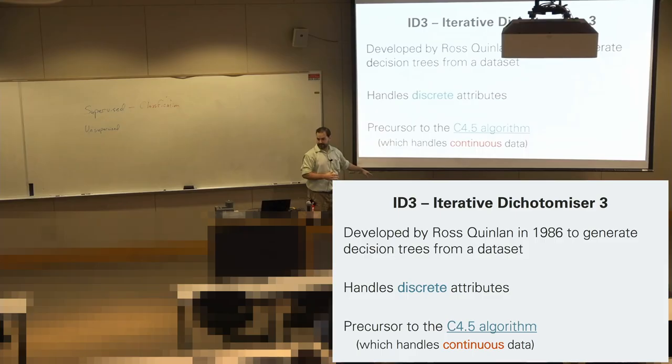Is that a question? Does the decision tree have to be a binary tree? No. And the reason why is because we'll actually see it later on. So the answer is no, and I'll show you in a little bit.